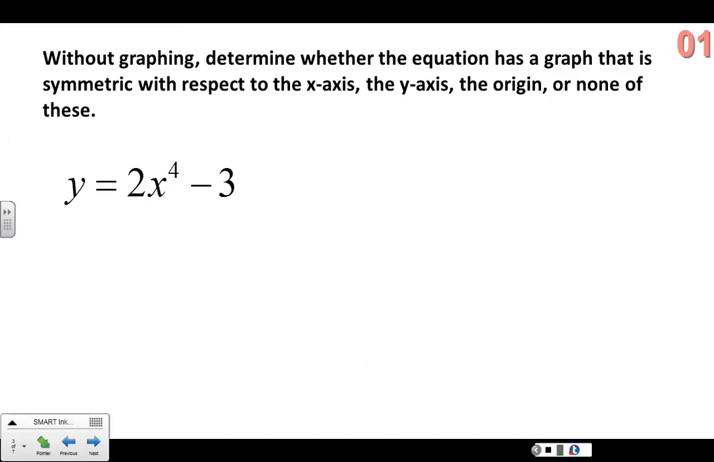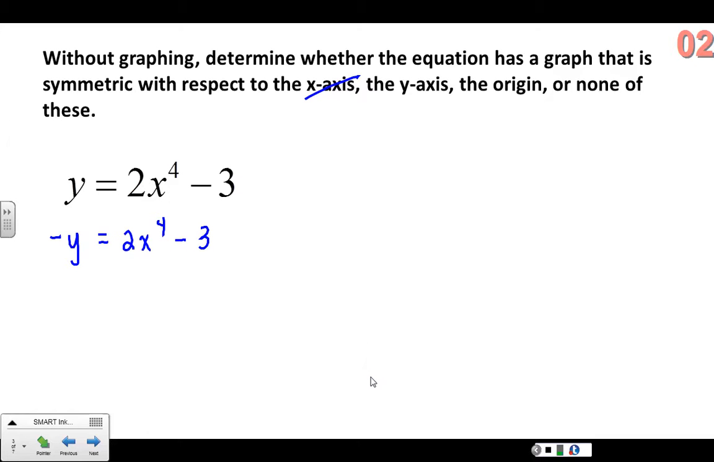So without graphing, determine whether the equation has a graph that is symmetric with respect to the x-axis, the y-axis, the origin, or none of these. So in this case, first let's try the test for the x-axis. If I replace y with negative y, does my equation go unchanged? So if I do that, that did change my equation. This is not the same thing. If you wanted to solve for y, you'd have to change all the signs of everything. Therefore, my equation would be changed. It would not remain unchanged. So there is no symmetry with respect to just the x-axis.